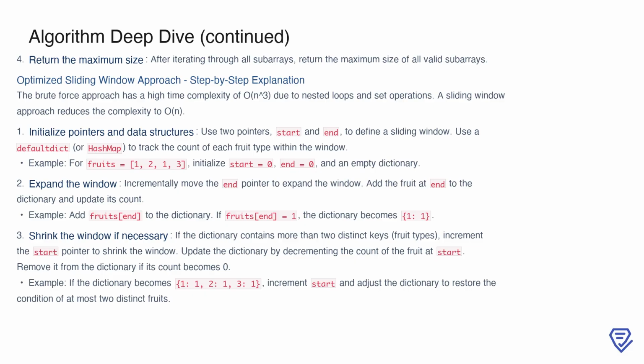pointer. This involves decrementing the count of the fruit at start in the dictionary, and if its count reaches 0, the fruit is removed from the dictionary. For instance, if the dictionary has {1: 1, 2: 1, 3: 1}, we increment start and adjust the dictionary until it contains at most 2 distinct fruit types again.